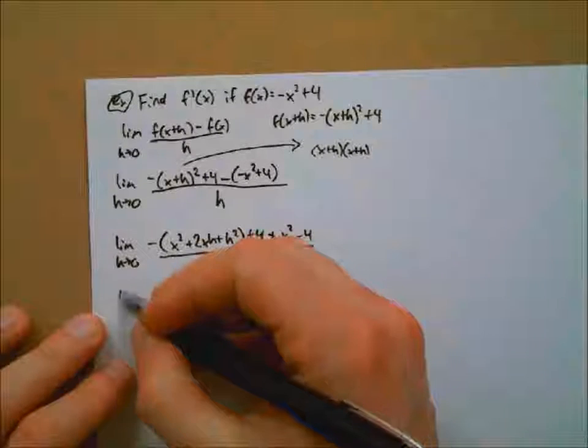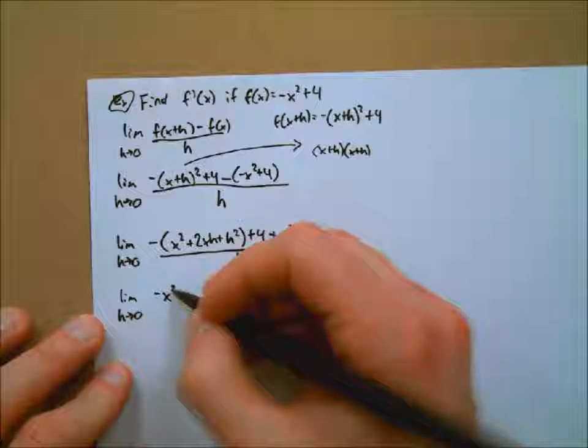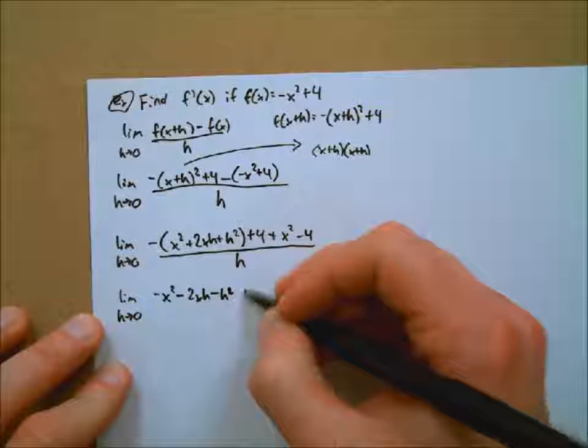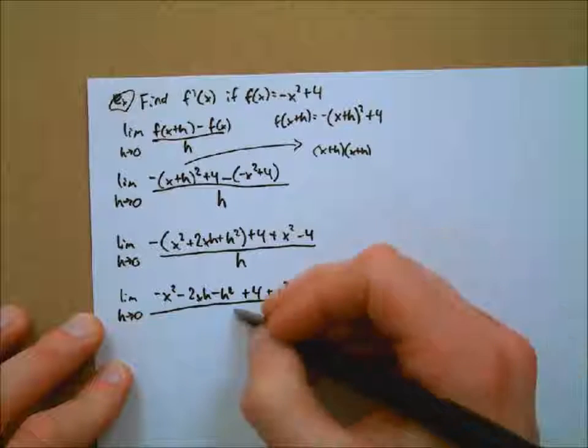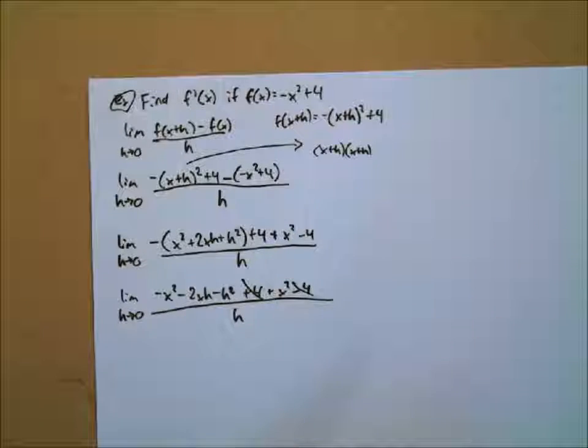So, all right, I'll distribute the minus sign here, so we really end up with negative x squared minus 2xh minus h squared. And we have the plus 4, the plus x squared, and the minus 4 all over h. Okay, so does anything cancel? The 4s do. See you later, 4s. What else?